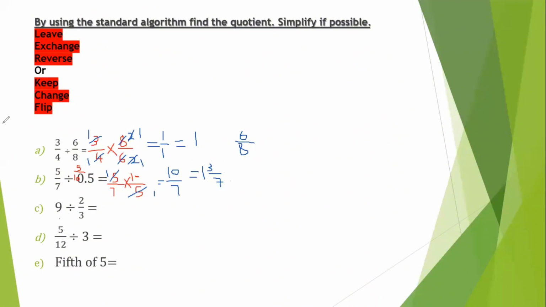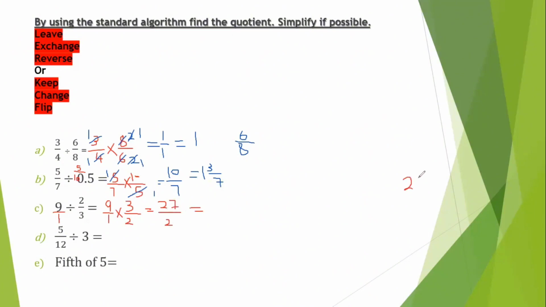C, 9 divided by 2 over 3. I can change 9 to be 9 over 1. First, leave or keep 9 over 1. Then exchange or change to be times. Next, reverse or flip to be 3 over 2. Now, 9 times 3 equals 27. 1 times 2 equals 2.